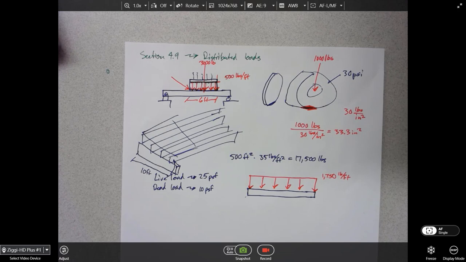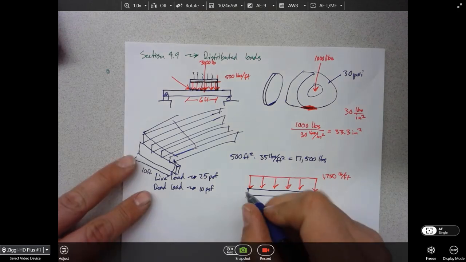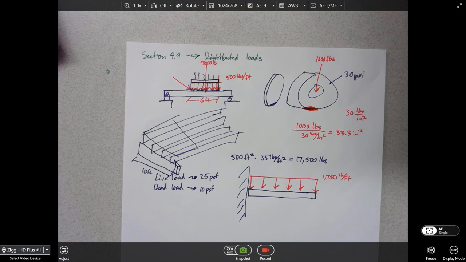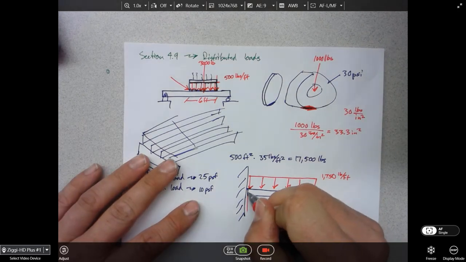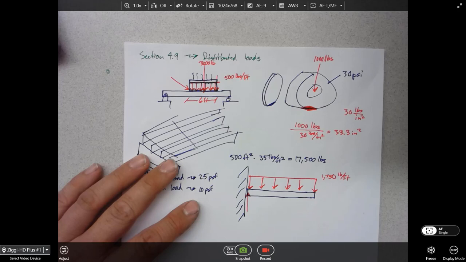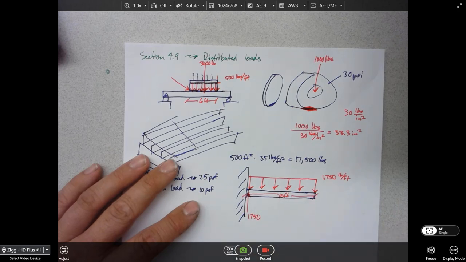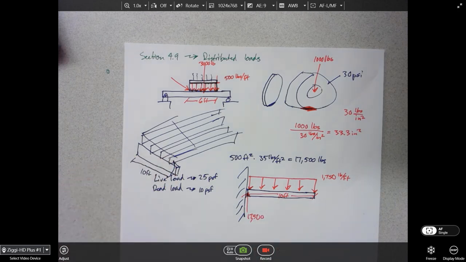Now, when we're doing our analysis, though, we need to be able to deal with these distributed loads. And it gets kind of difficult. Well, I guess it's pretty easy if, let's say instead of being supported on both ends, it's a deck that's cantilevered off of a house, right? So what would you say that the reaction force going up has to be here? So 1750 pounds per foot, but it's 10 feet long. So a reaction force needs to be just a force, right? So it'd be the magnitude of this guy, 1750 times its length, 10 feet, for 17,500, right?